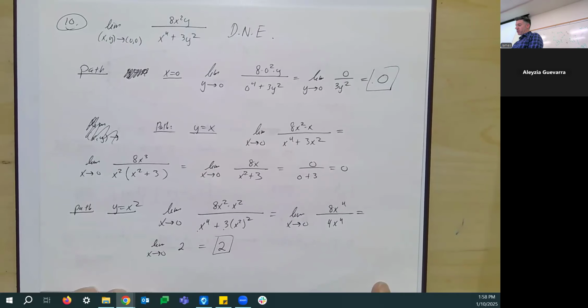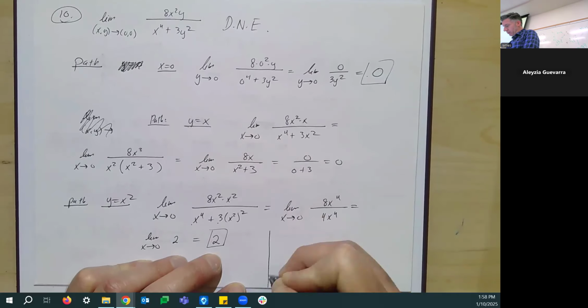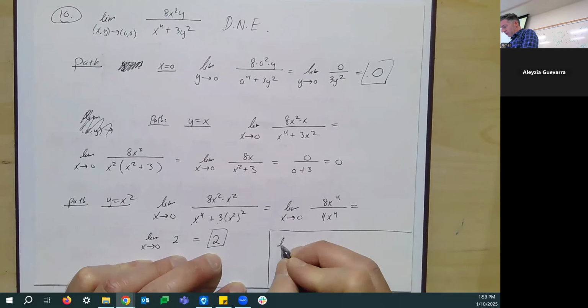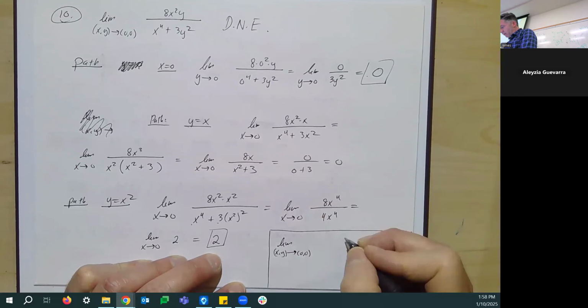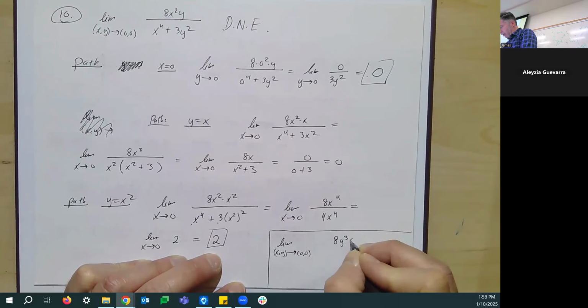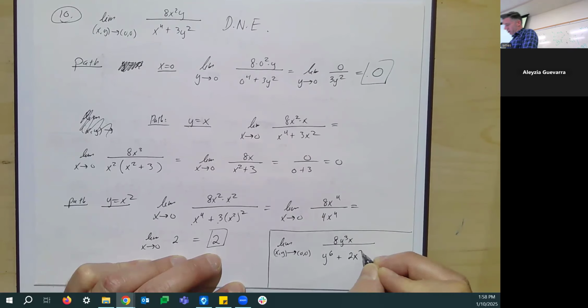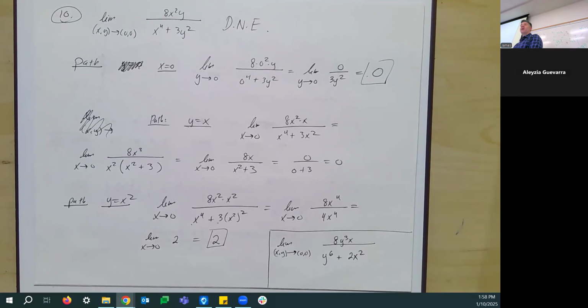I'm not going to do it, but I'll point out here's a similar example. Say, the limit as x, y approaches 0, 0 of 8y cubed x over y to the 6th plus 2x squared. Yeah, that'll work. There is definitely a path through the origin that achieves the same sort of result, where you'll get the same powers in every term. And I believe it's x equals y cubed. You should try it on your own.